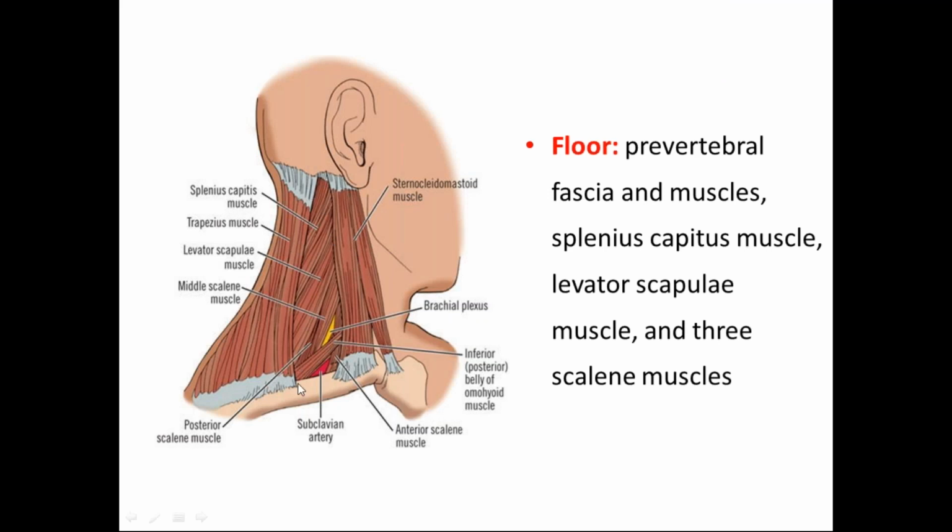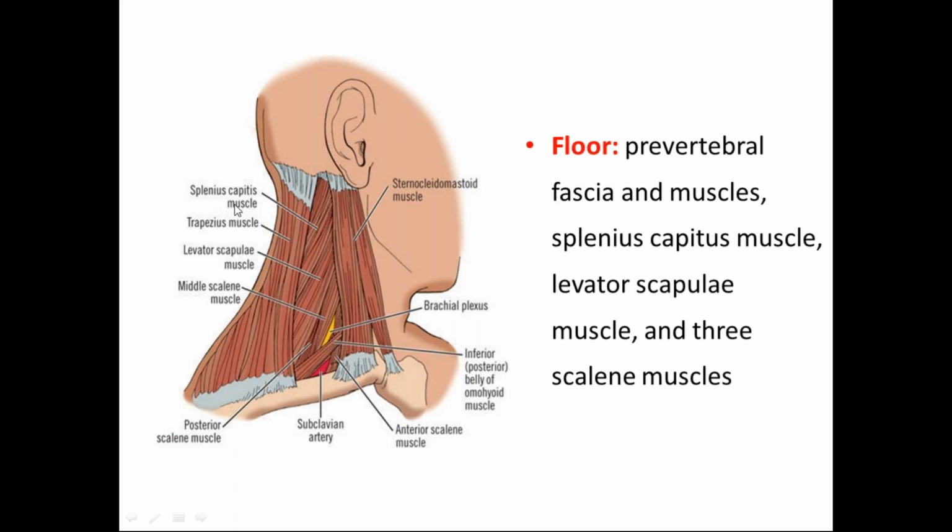Okay. Posteriorly, the anterior border of trapezius, below by the clavicle, anteriorly the posterior border of the sternocleidomastoid. This is the posterior triangle. So what does the floor constitute of? Prevertebral fascia, muscles, splenius capitis muscle, levator scapulae muscle, and 3 scalene muscles. Okay.